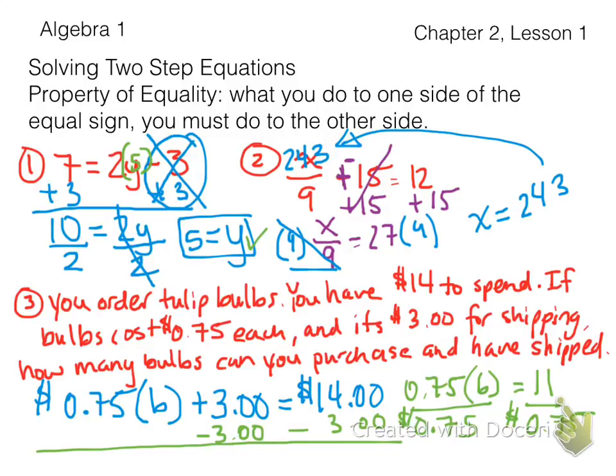So 11 divided by 0.75 is 14.666667, okay? So 14.6 repeating, basically. The only thing is this catalog is probably not going to sell me 0.6 of a bulb. So more than likely, I can only buy 14 bulbs, not purchase 14 bulbs. Okay, 14 bulbs. Alrighty, next page.